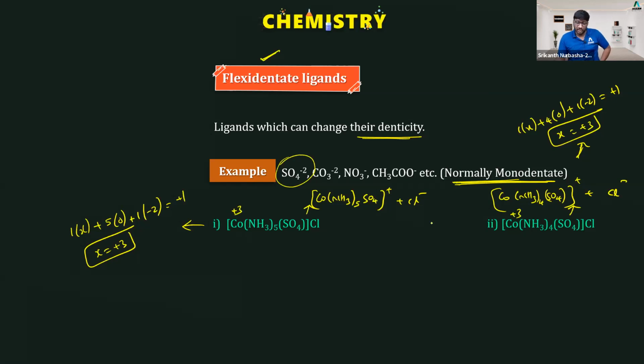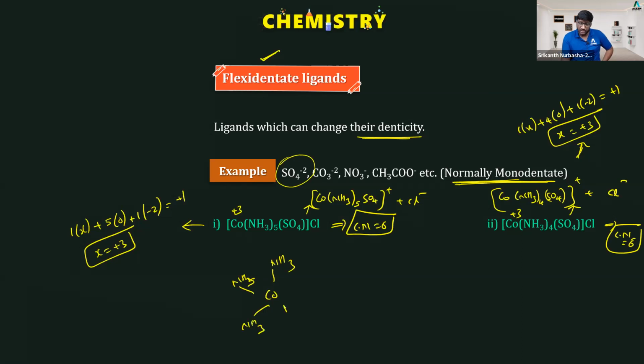What do you mean by that? That means in both the complexes you are having the coordination number of 6, right? So this is also coordination number 6, and this is also having a coordination number of 6. But look at the complex now. Cobalt is coordinated with 5 ammonia. And what about the other? The other is sulfate.